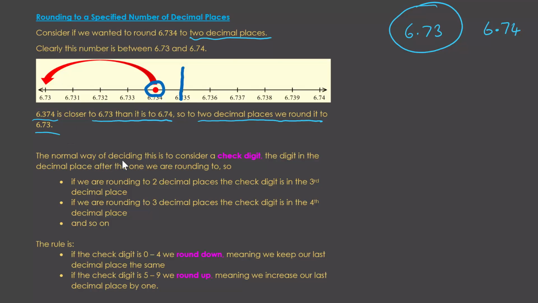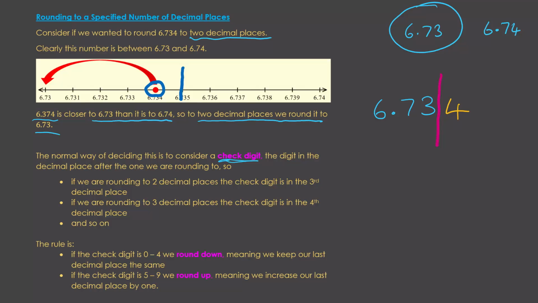The normal way of deciding this is to consider a check digit. The digit in the decimal place after the one we are rounding to. So 6.734, we're rounding to 2 decimal places. We're going to cut the number just here. So our check digit is in the 3rd decimal place.